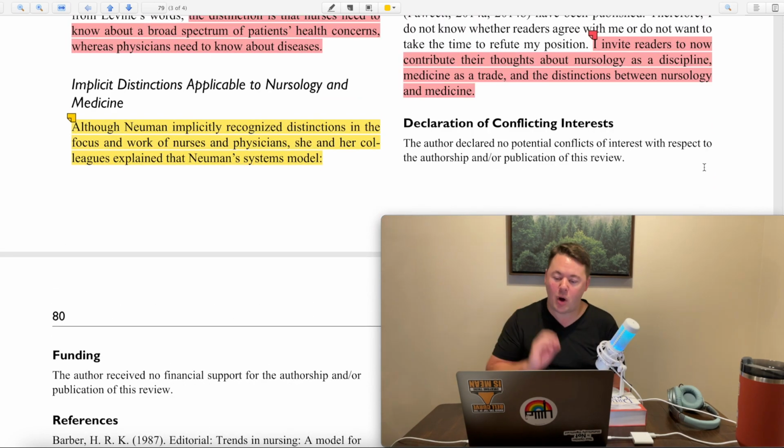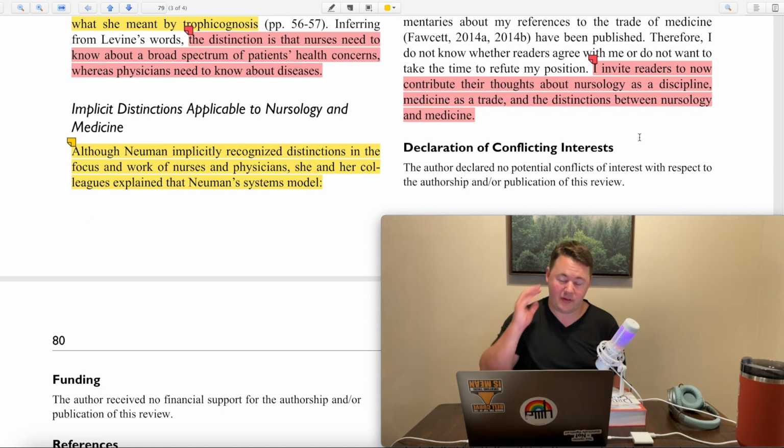But allow me to end on one positive note. She invites readers to, quote, contribute their thoughts about nursology as a discipline, medicine as a trade, and the distinctions between nursology and medicine. I should have highlighted the prior statement too, which is that I do not know whether readers agree with me or do not want to take the time to refute my position. Jackie has stated on my podcast that she is a Popperian. Popperians are interested in refutation. I don't know what she's like in her personal life or whether people who know her intimately would agree with this, but from the scientific person that I've come to know a little bit, she invites refutation and challenge. Nobody challenges her. Consider this my refutation.